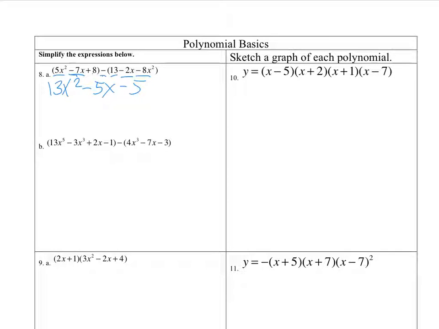Second one, I've got another one, so I'm going to start with my 13x to the 5th. There are no x to the 5ths in my second parentheses, so 13x to the 5th is on its own.